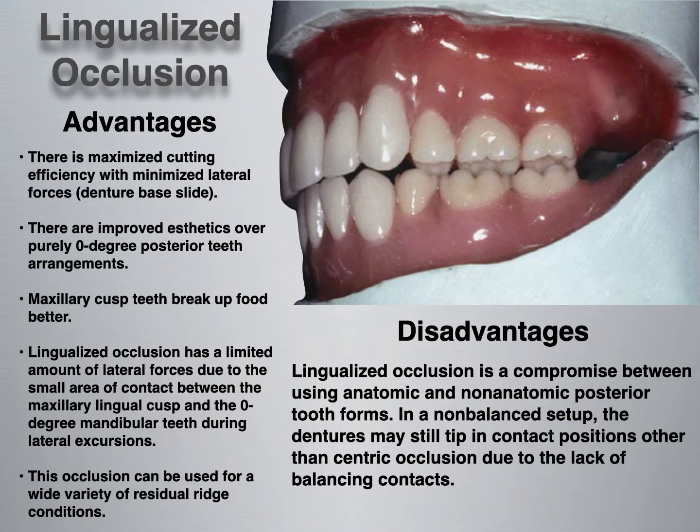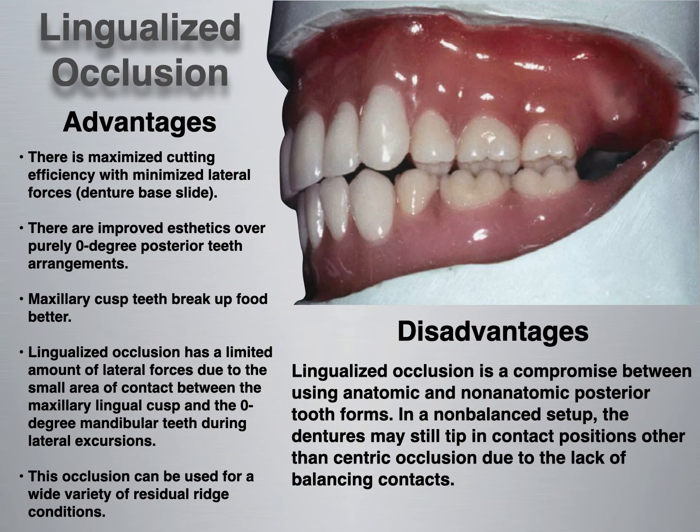So very briefly, let's talk about two of the most common types of other occlusions. Lingualized seems to be very popular nowadays, and we'll also talk about monoplane in a second. Lingualized occlusion, to put it briefly, is basically most of the time using a cusped or degreed maxillary posterior tooth, about at least 20 degrees, with a monoplane mandibular posterior tooth.